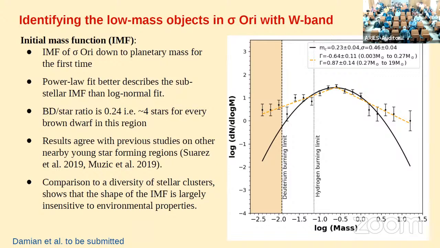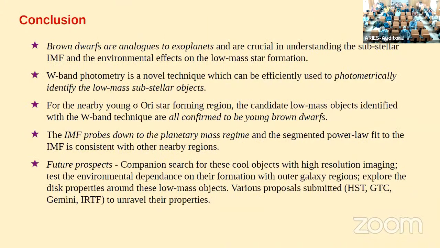Our conclusion is that the IMF for this region, in comparison to the IMF for different star forming regions in diverse environments, shows that the shape of the IMF is largely insensitive to the environment in which it is present. These are the conclusions of the work. We have also submitted an HST proposal to carry out a similar analysis like the water band imaging for a distant star forming region at 2 kiloparsec, and various other proposals with GTC, Gemini, and IRTF for future work.